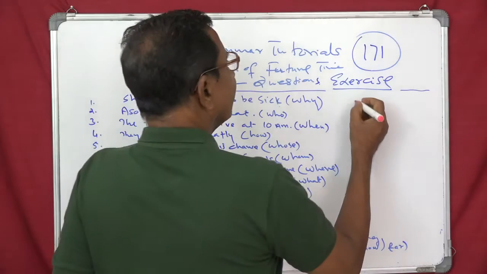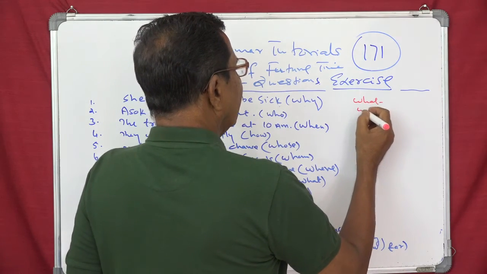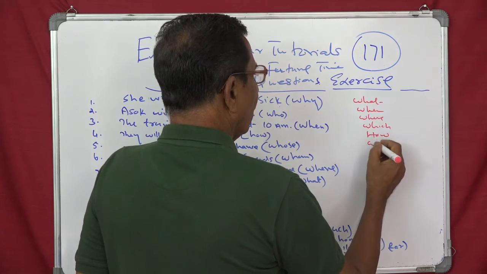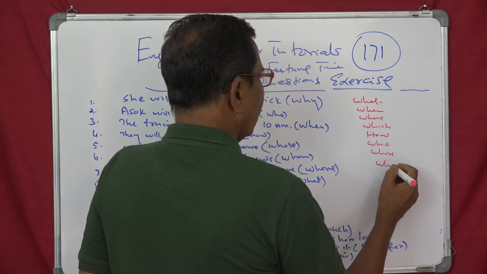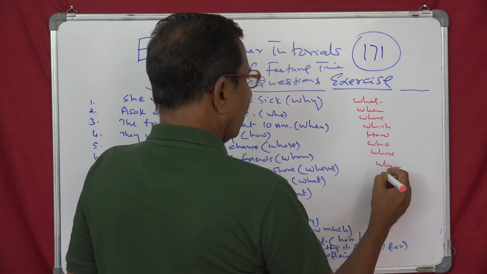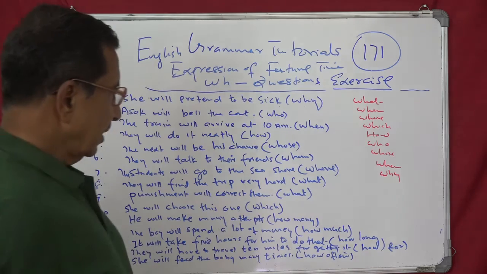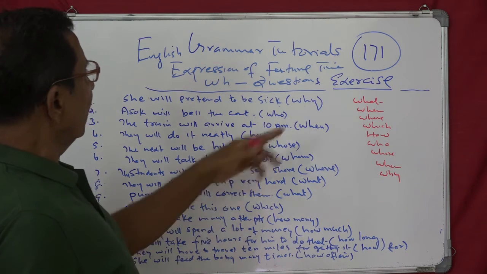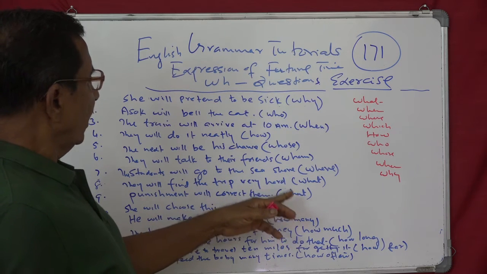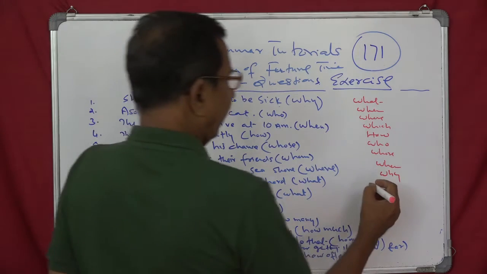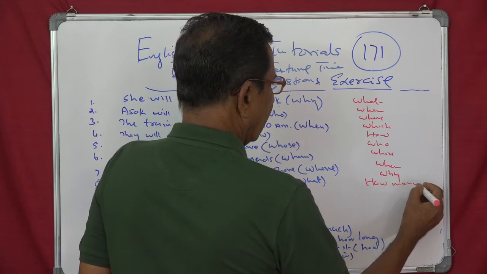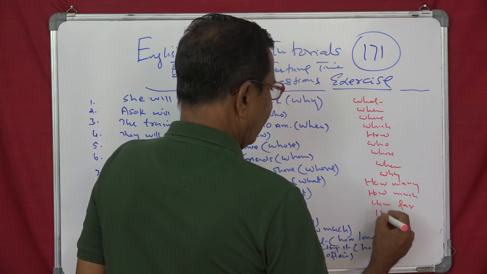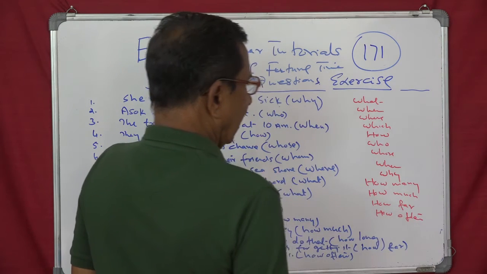So once again, the question words are what, when, where, which, how, who, whose, whom, why. Then we have what, when, where, how. Why, who, whose, whom, where, what, which. Then how many, how much for quantity, how far, how often, how long.